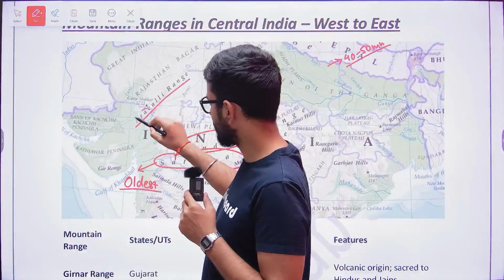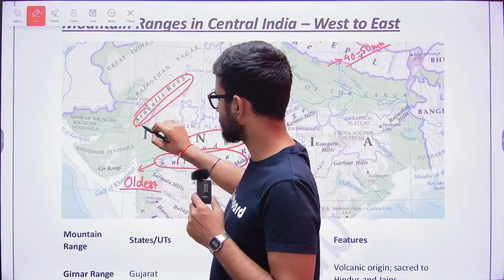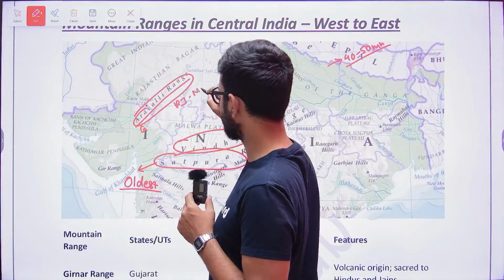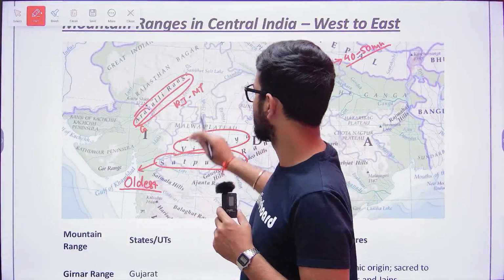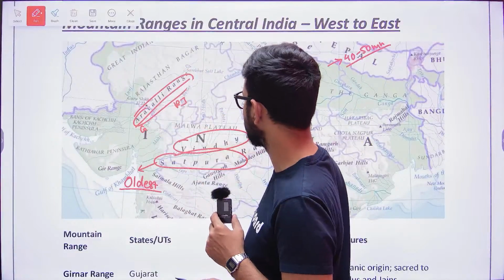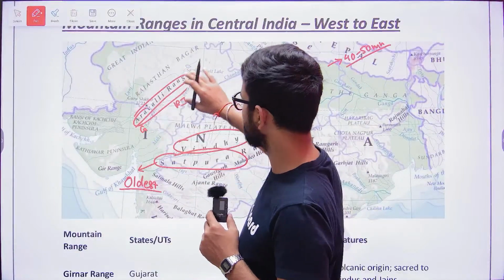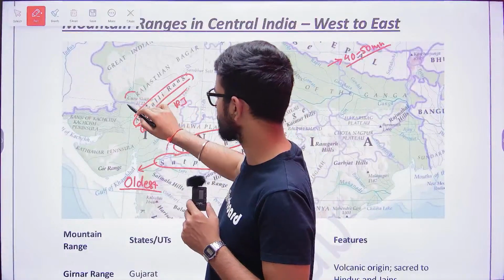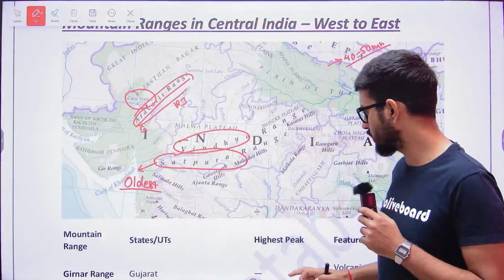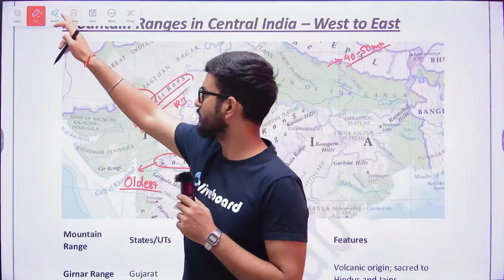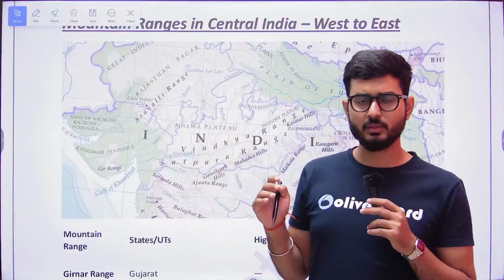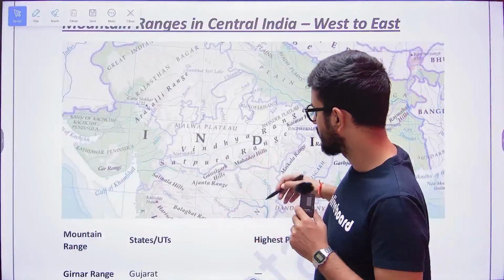The next aspect, when we talk about the Aravalis: it is going to be there in Gujarat and in Rajasthan. So this is the area of the Aravali range. The highest peak of the Aravali range is Guru Shikhar. The examination can ask you to arrange the peaks from high to low on the basis of their altitude.